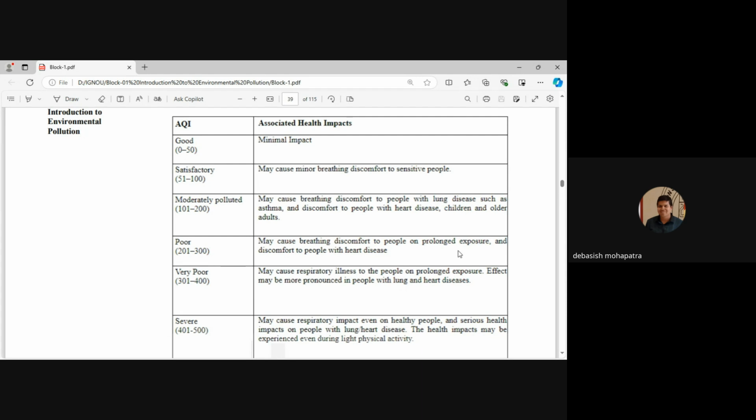Poor may cause breathing discomfort to people on prolonged exposure, and discomfort to people with heart disease. Very poor may cause respiratory illness to people on prolonged exposure. The effect may be more pronounced in people with lung and heart disease. Then severe may cause respiratory impact even on healthy people, and serious health impact on people with lung and heart disease. The health impacts may be experienced even during light physical activity.